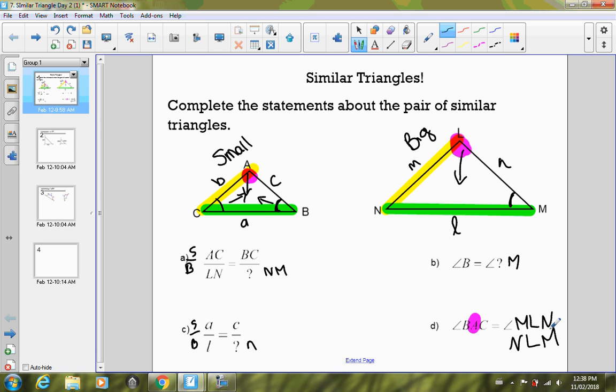Okay, so that's talking about similar triangles: finding matching side lengths, matching angles, proportional side lengths, and matching angles.